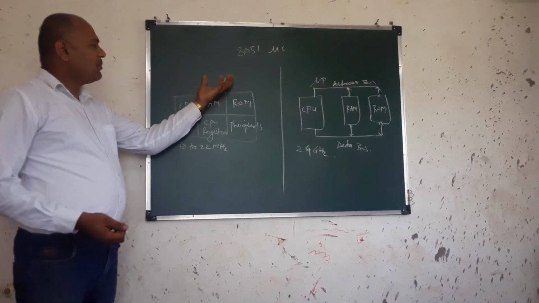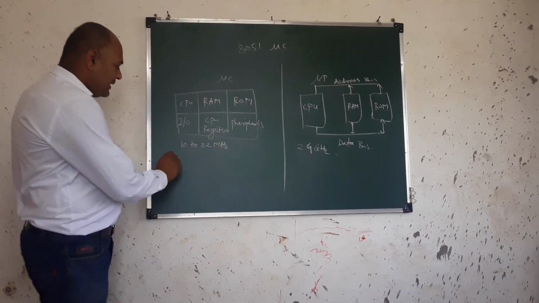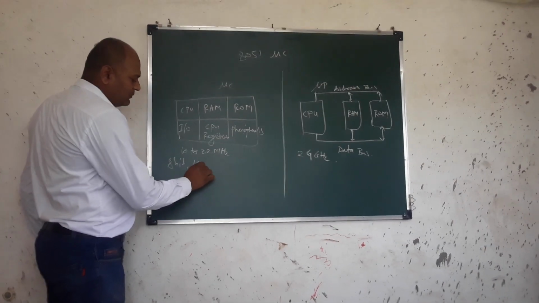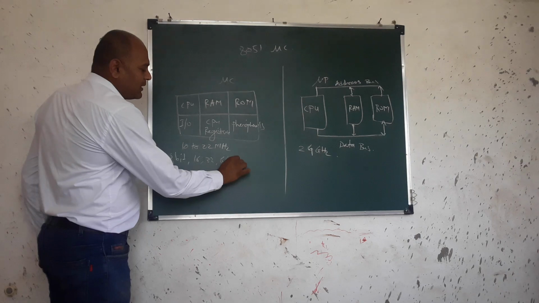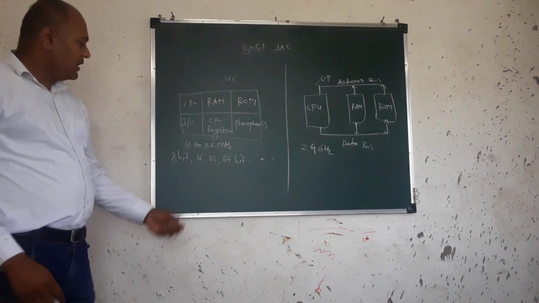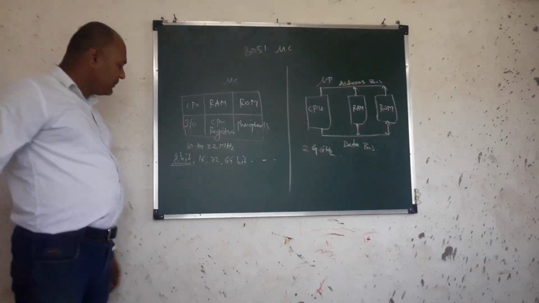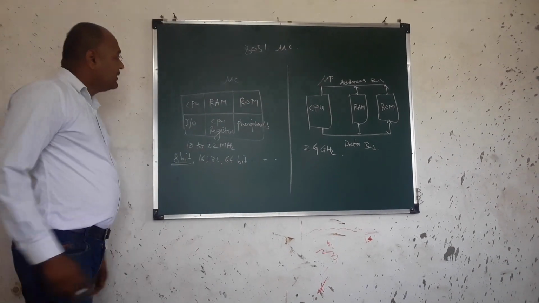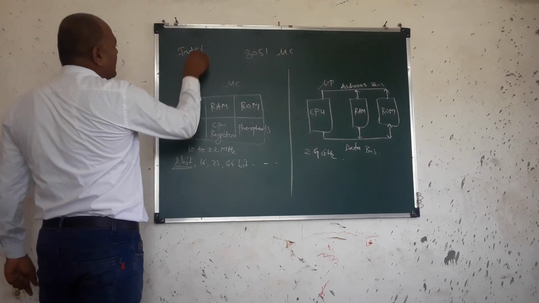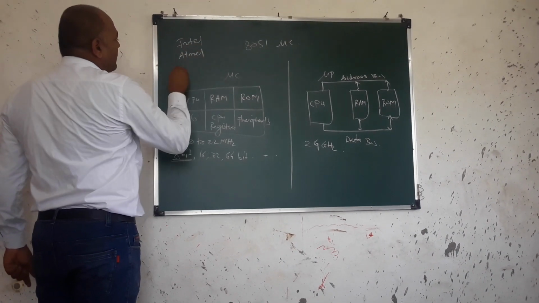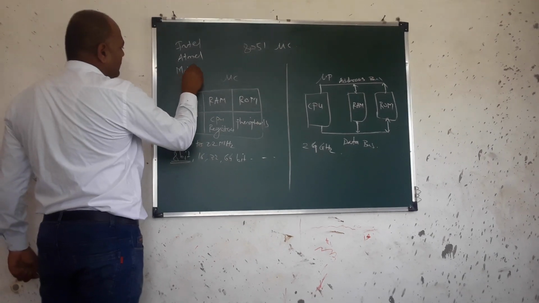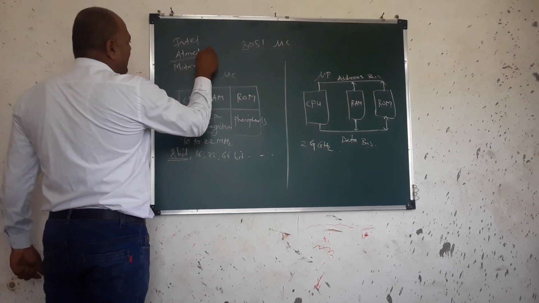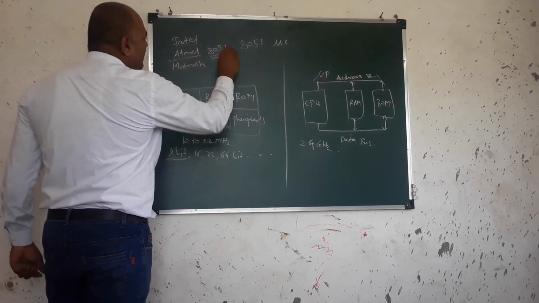There are different types of microcontrollers available in the market: 8-bit microcontroller, 16-bit microcontroller, 32-bit microcontroller, 64-bit microcontroller, and so on. Today we are studying the 8-bit microcontroller. There are different manufacturers available in the market, such as Intel, Atmel, Motorola. We are interested in the Atmel 8051 microcontroller.